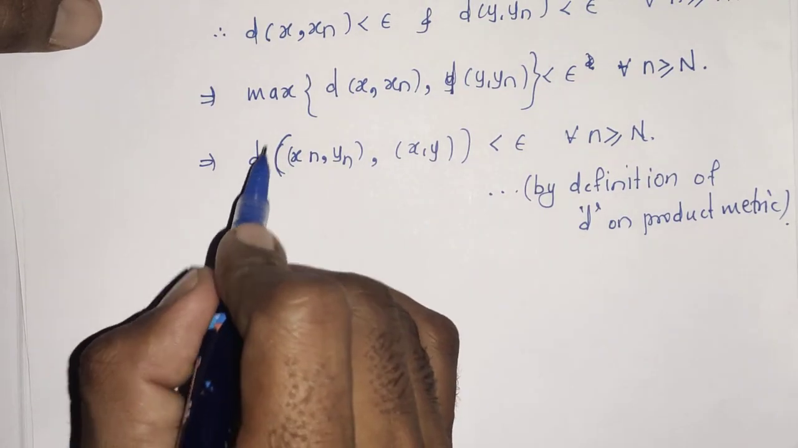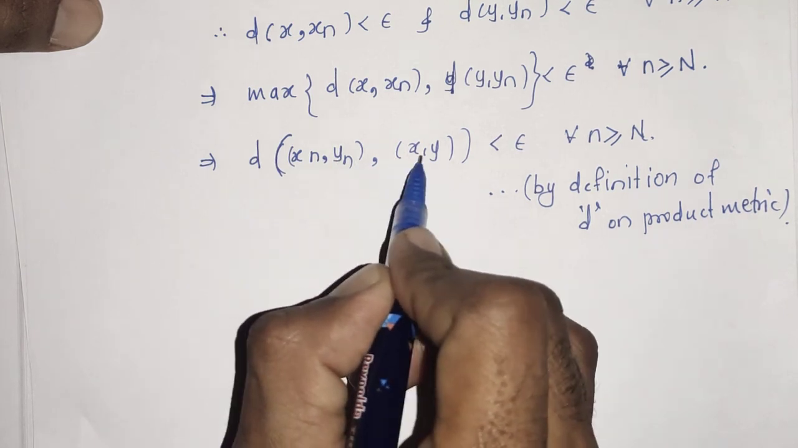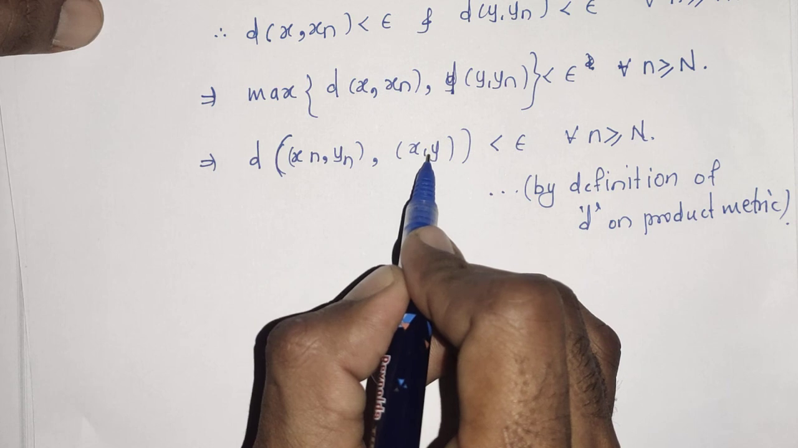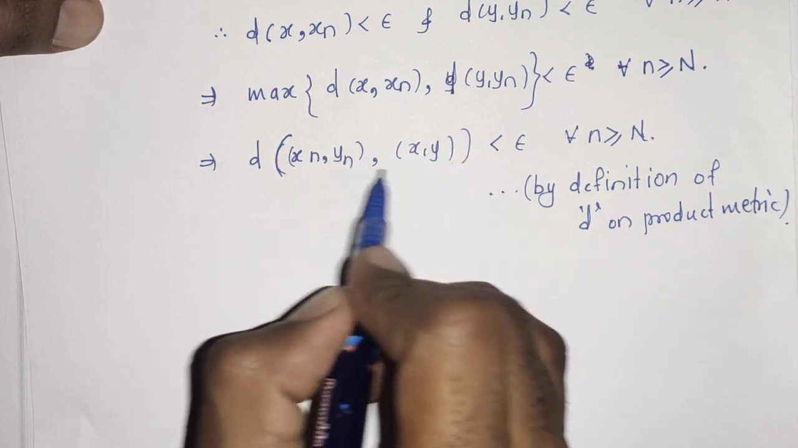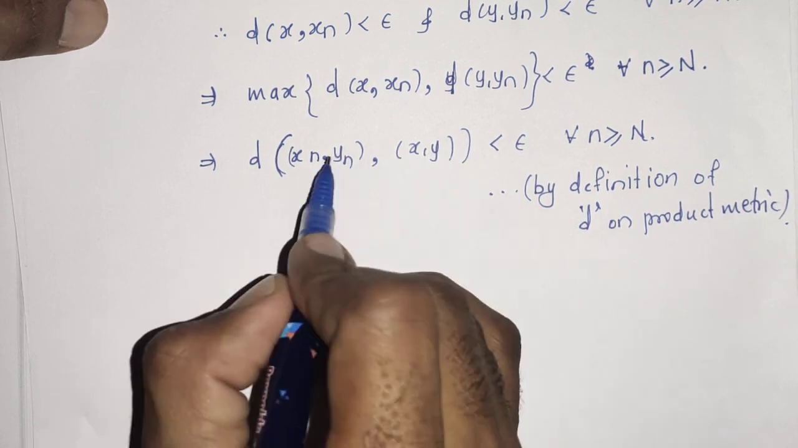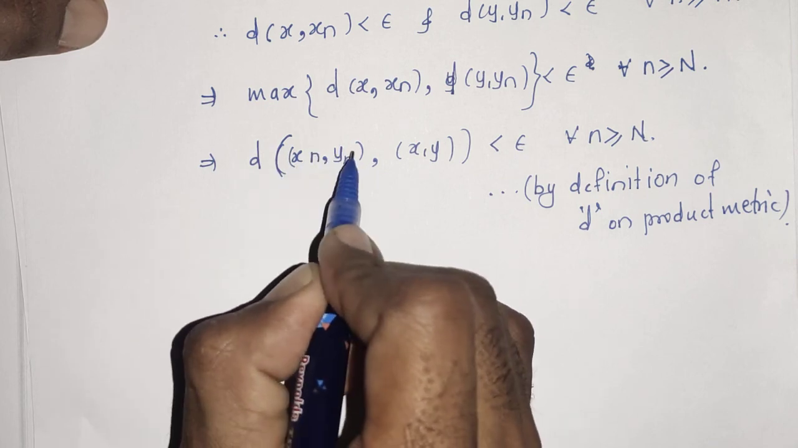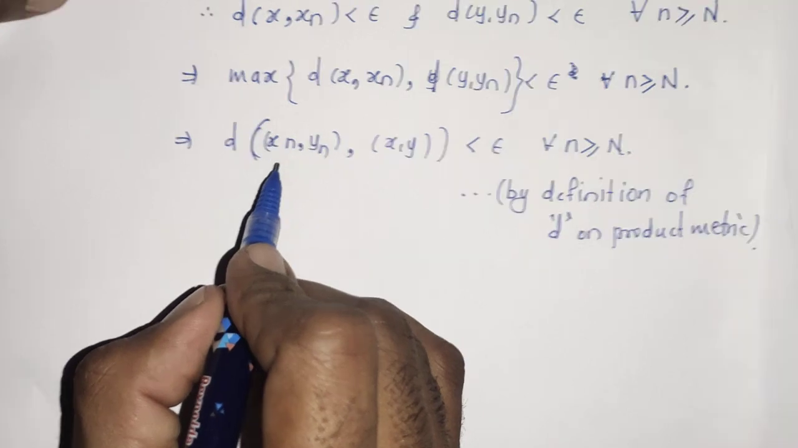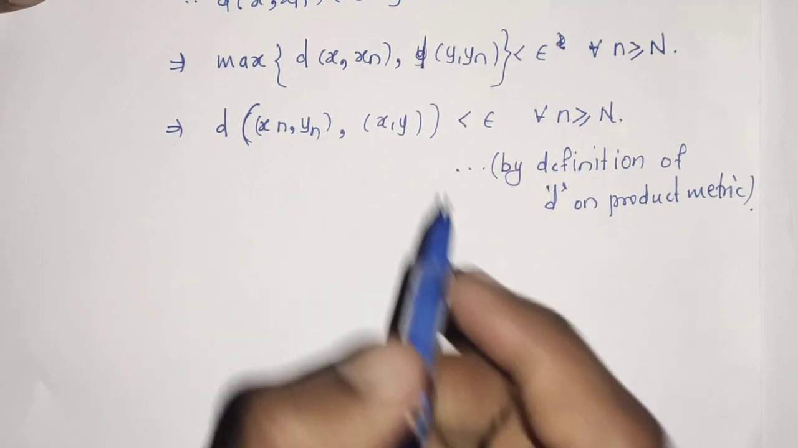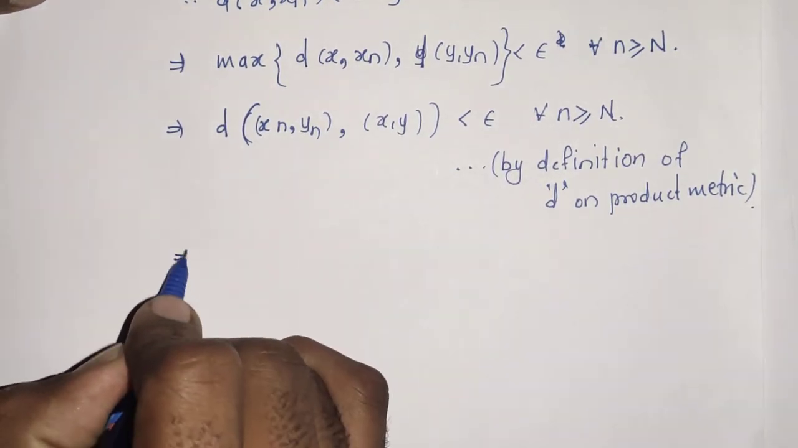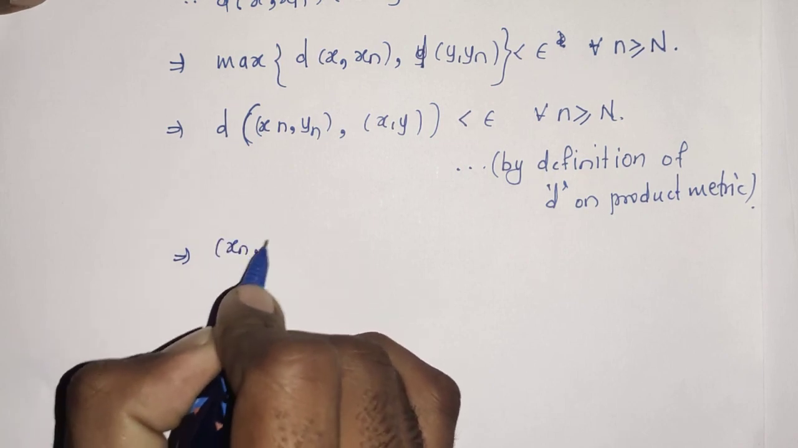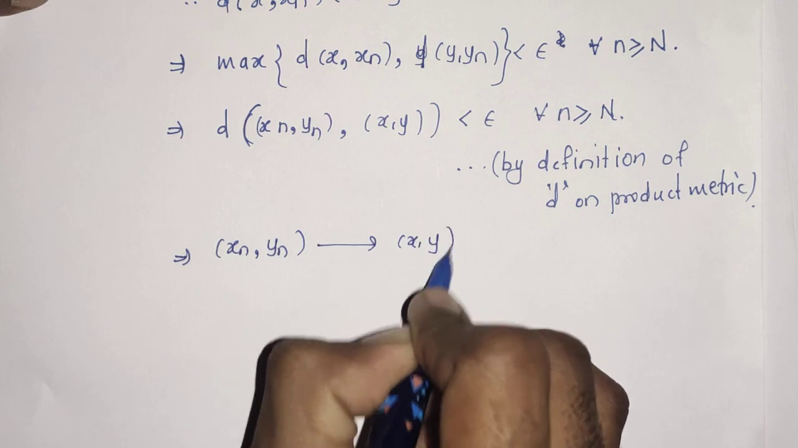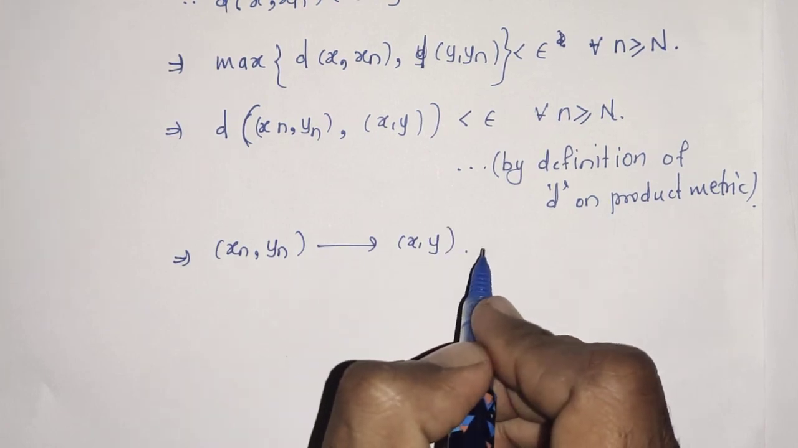So, this implies the distance between xn yn and xy is less than epsilon, which means xn yn converges to xy. This is the definition of convergence of a sequence. Here this sequence is in X cross Y and this is a point in X cross Y. So this sequence in X cross Y converges to this point in X cross Y. So, this implies the sequence xn yn converges to the ordered pair xy. Hence, the first part is proved.